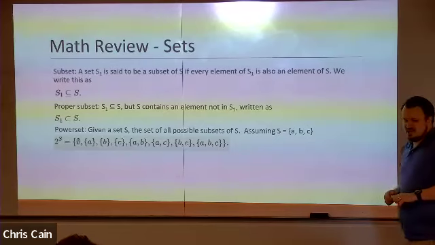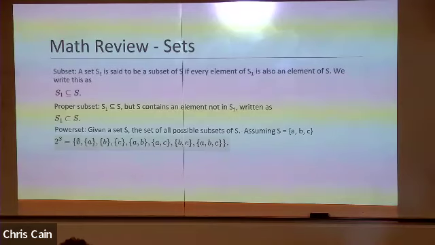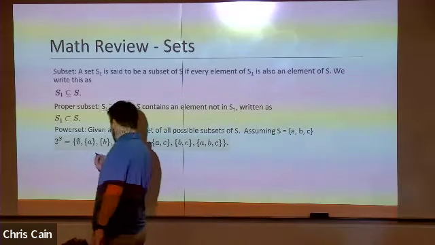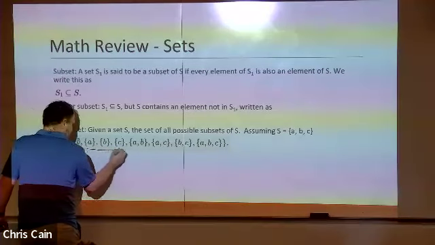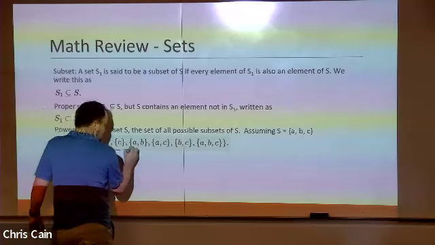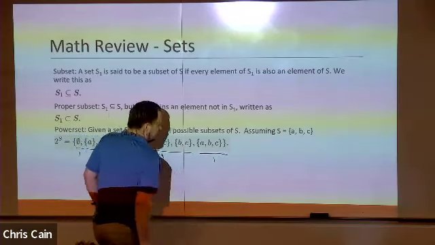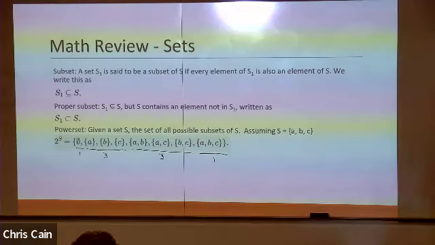So I like to break it down into how many sets of size 0 do we have? How many sets of size 1 do we have? How many sets of size 2 do we have? So we have 1 set of size 0. We have 3 sets of size 1. We have 3 sets of size 2, and we have 1 set of size 3. Does this sequence of numbers look familiar?